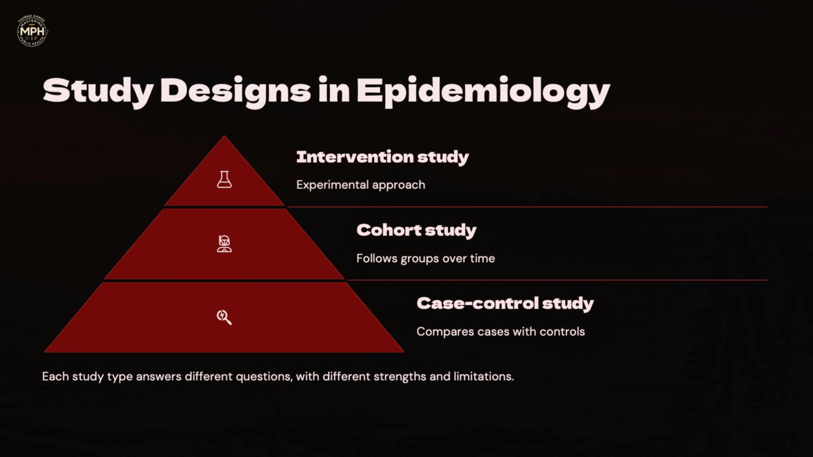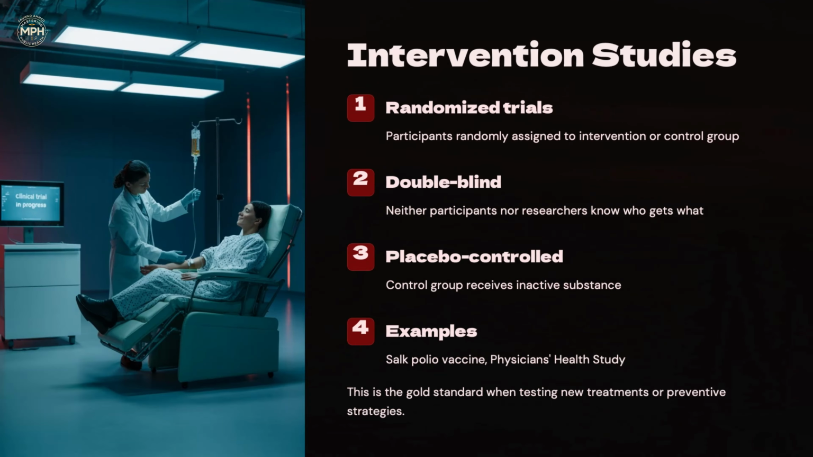Each design has its own strengths and limitations, depending on the research question being asked, and offers different types of information. Intervention studies are the closest epidemiologists come to true experiments in human populations. Participants are typically randomized, meaning assigned by chance, to a treatment group which receives the intervention or a control group which does not. The most convincing intervention studies are randomized, double-blind, placebo-controlled trials where neither the patient nor the physician knows who is receiving the actual intervention versus a placebo.